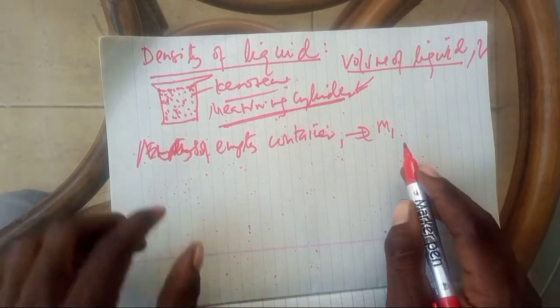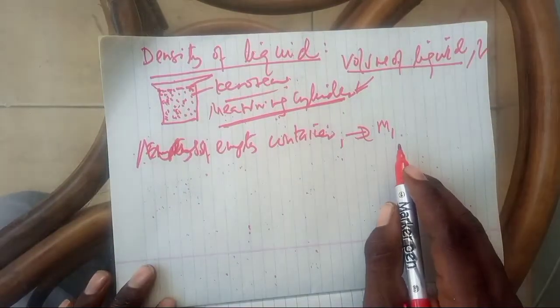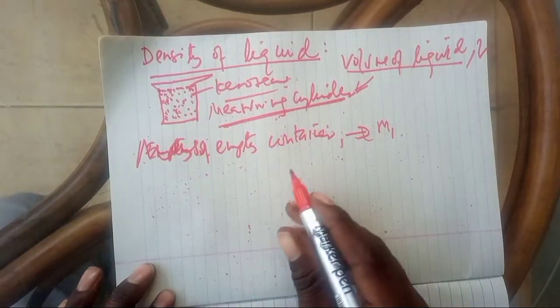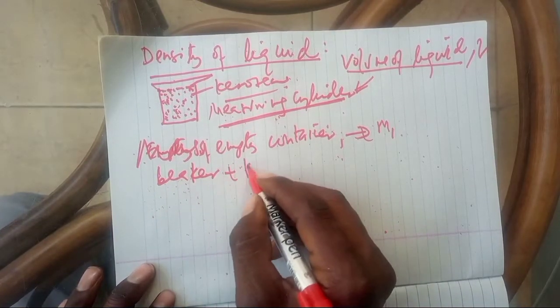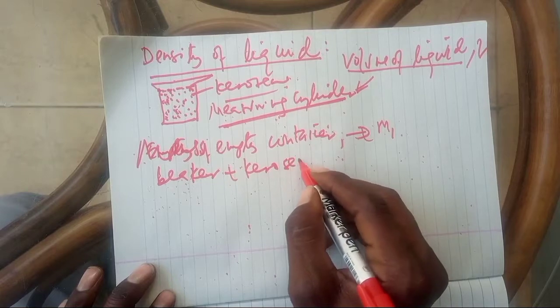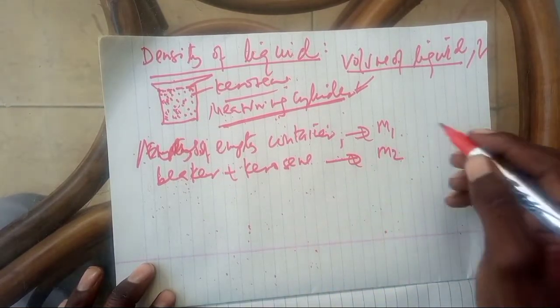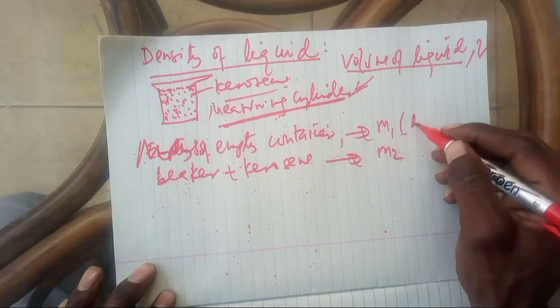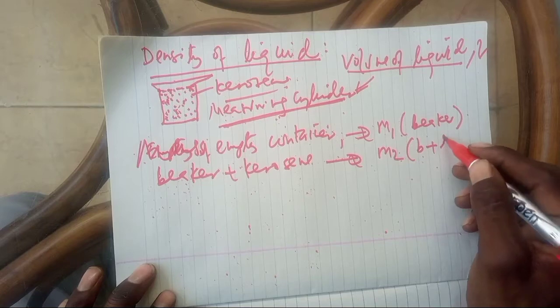Therefore, after then you pour that kind of the liquid that you have measured its volume into that beaker, and then you measure the mass of beaker plus kerosene, or plus liquid in general. So you measure it as mass 2. So mass 1 is the mass of a beaker only, and mass 2 is the mass of beaker plus liquid.